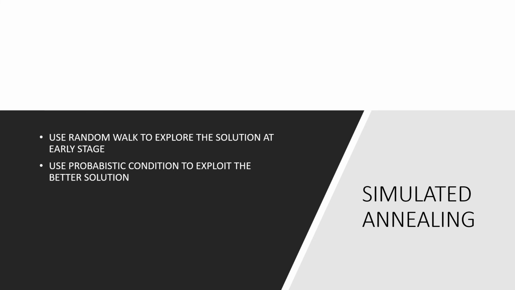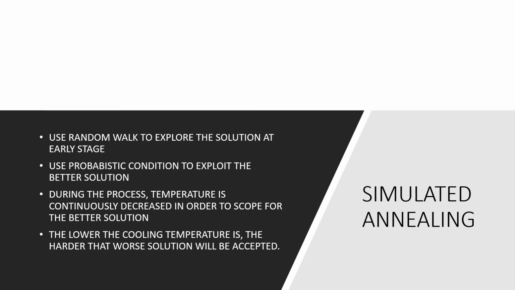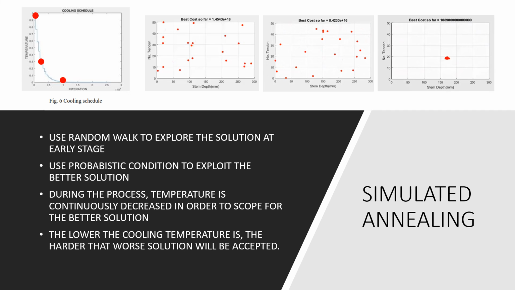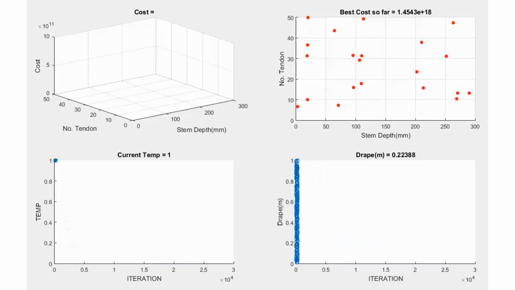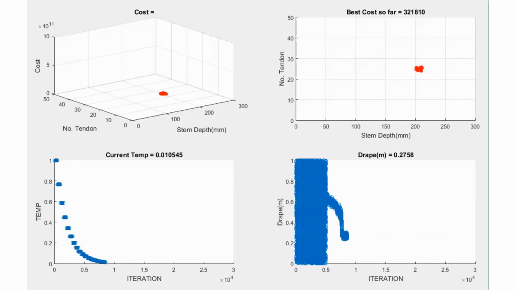The key parameter to control the acceptance of a worse solution is so-called the cooling temperature. During the process, the cooling temperature is continuously decreased in order to scope for a better solution. The lower the control temperature is, the harder the worse solution will be accepted. From this example, it is shown that when lowering the cooling temperature, the solution is converging to the global minimum. The animations show the solution process on MATLAB. The initial temperature is set to 1.0 and then reduced for each iteration. It can be seen that the solution is converging while the cost function is finally minimized.